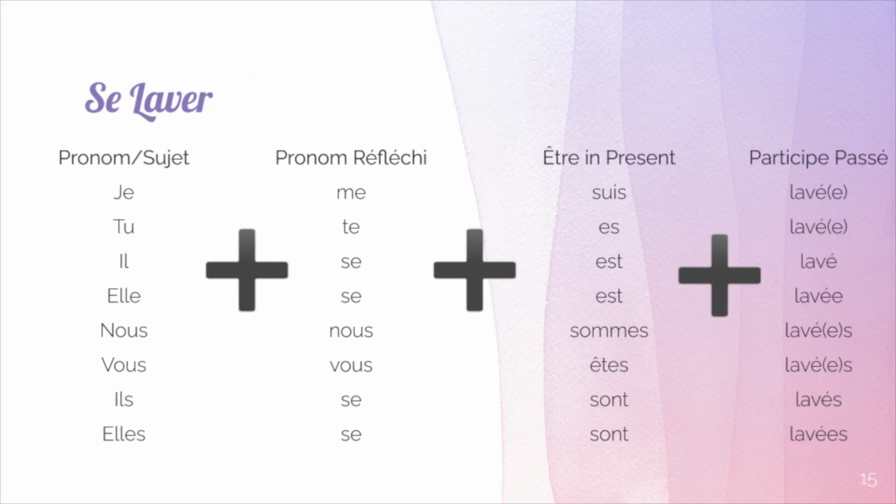Here's an example with se laver. We start off with our pronom, then add the pronom réfléchi, then être conjugated in present tense, then the participe passé of laver, which is lavé. So it'll be je me suis lavé, tu t'es lavé, il s'est lavé, elle s'est lavée, nous nous sommes lavés, vous vous êtes lavés, ils se sont lavés, elles se sont lavées.